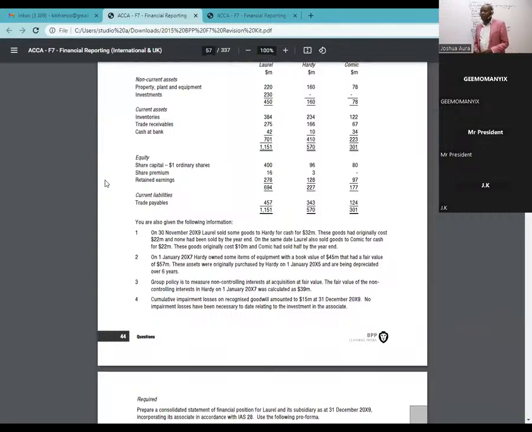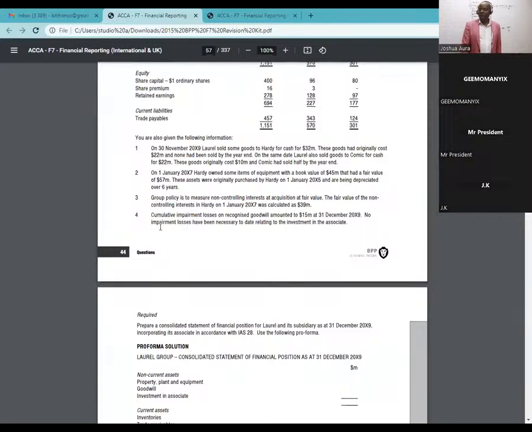Then now we think about any adjustments that are needed. So we start straight away. Before you compute goodwill or whatever, just go to the notes to the accounts. So we start with number one. On 30th November 2019, Laurel sold some goods to Hadi for cash for 32 million. These goods had originally cost 20, so they've given us cost and they've given us sales revenue.